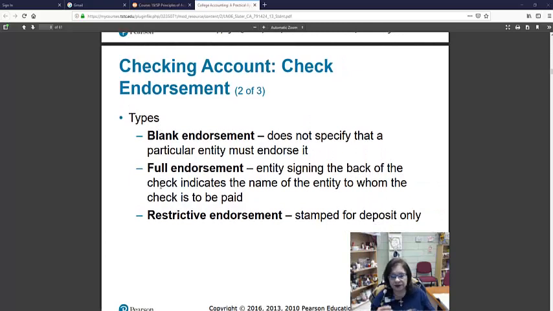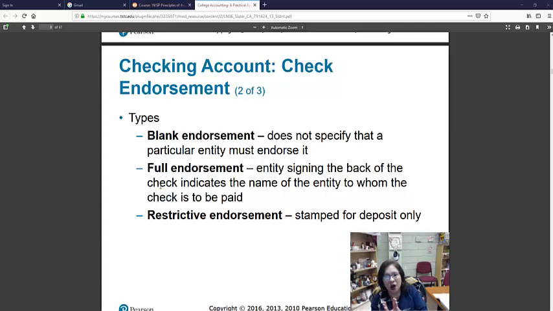So you have a blank endorsement, which does not specify how much or who is supposed to endorse it. You have a full endorsement, where you sign on the back of the check and indicate the name of the entity to whom the check is going to be paid, meaning if I'm getting paid on accounts receivable, then I put my name on the back of the check to make sure that it's going to go into my account.